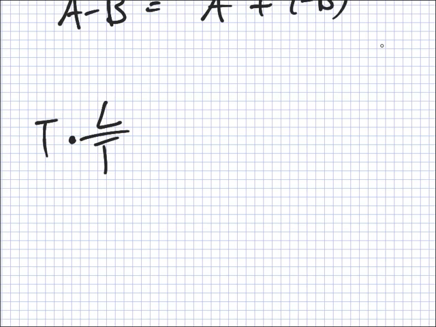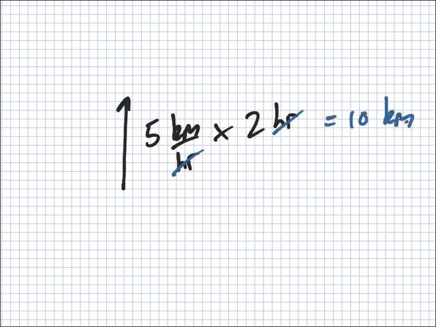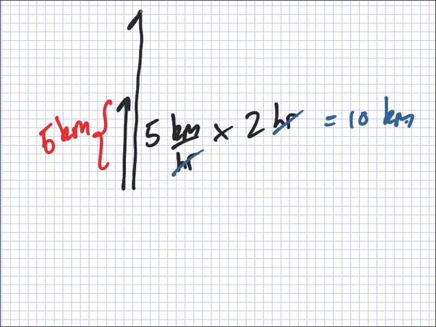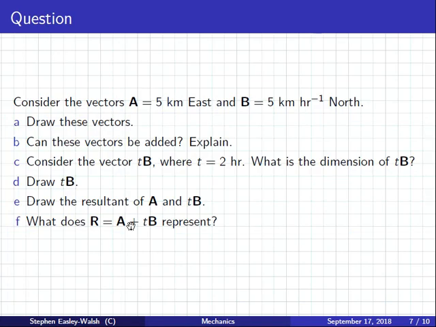You can think about it like this. This is 5 kilometers per hour. Then I multiply it by 2 hours. So the hours cancel, and I have 10 kilometers. So if this is 5 kilometers per hour, I can't really draw time. It's not easy. You can say that this is 10 kilometers. Okay. Is that okay, Ben?